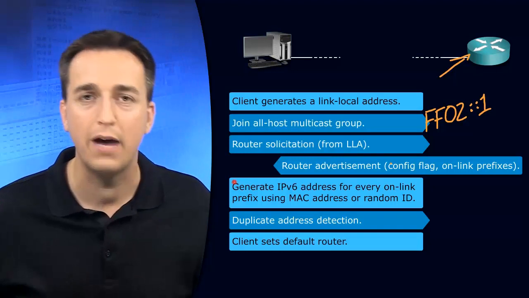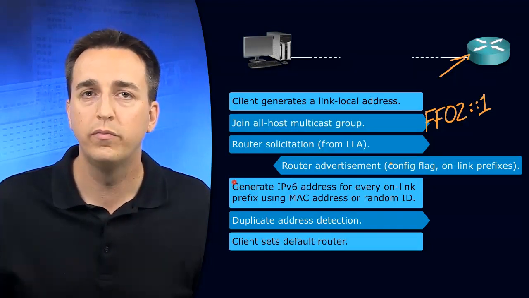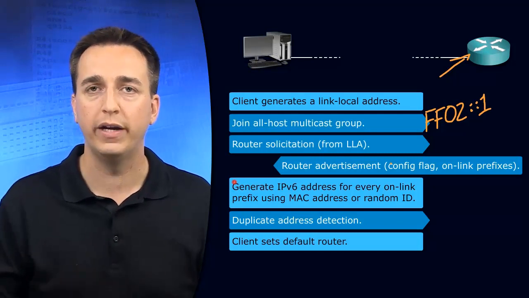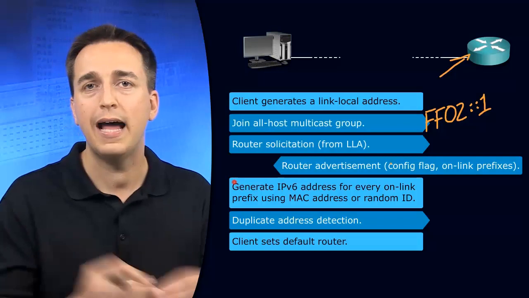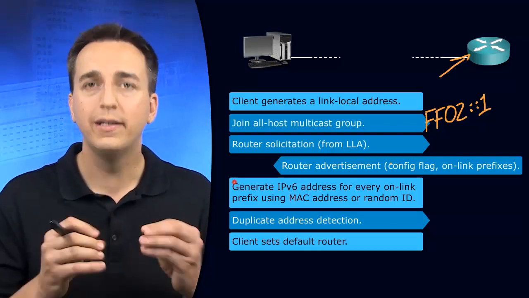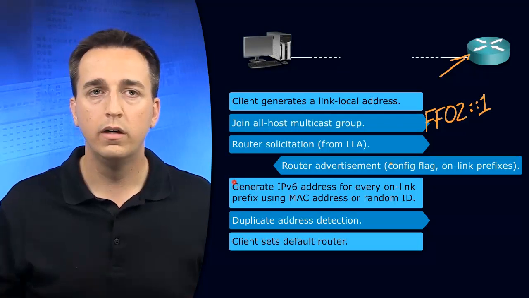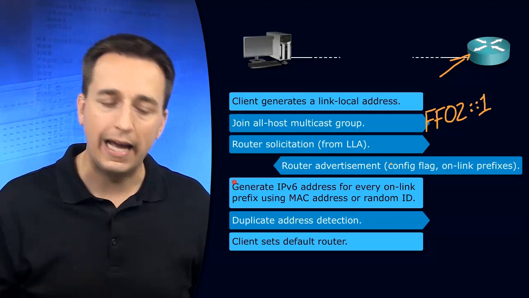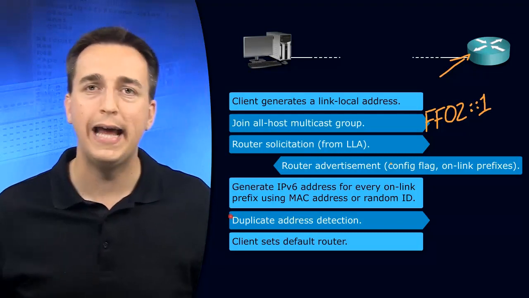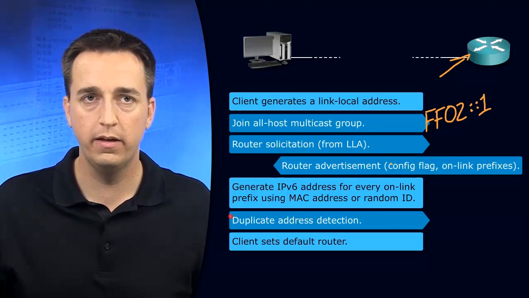Once the client gets the router advertisement back, it's going to generate its own IPv6 address. So it examines that prefix and then appends to that prefix its EUI64 interface ID. And then once it does that, it does what is known as DAD, duplicate address detection.